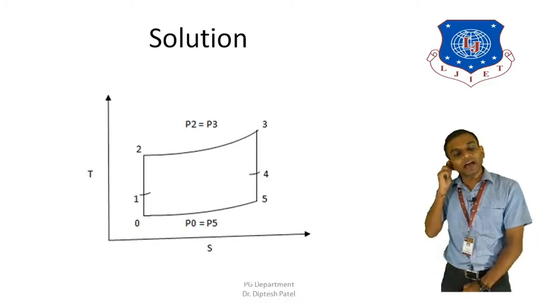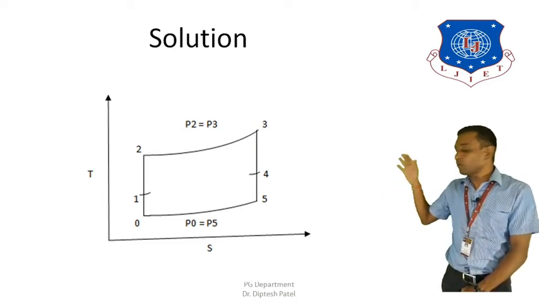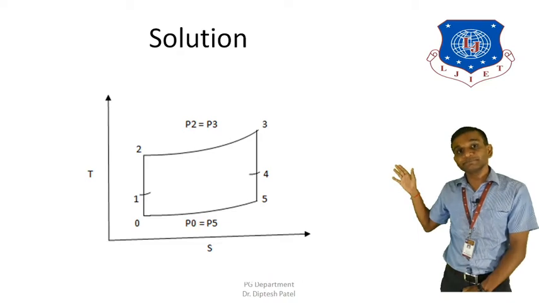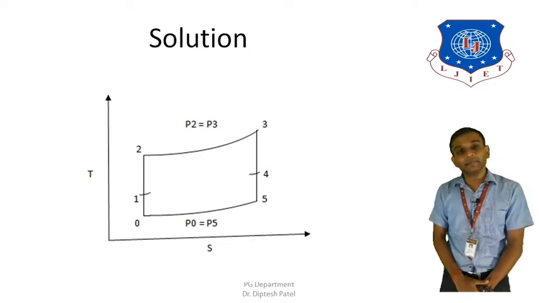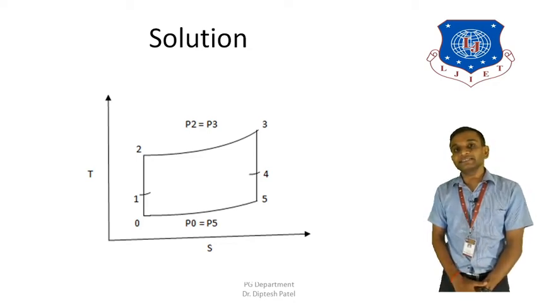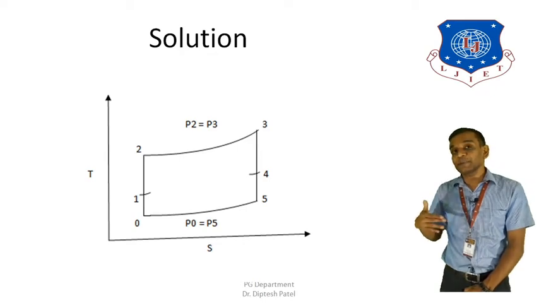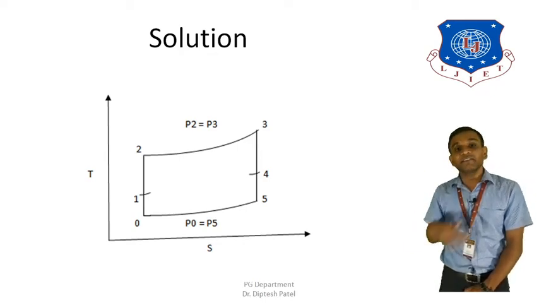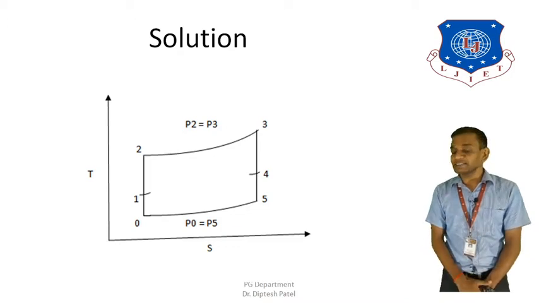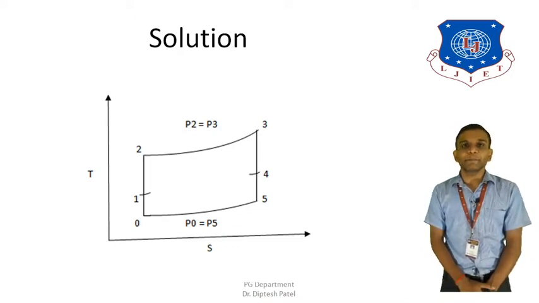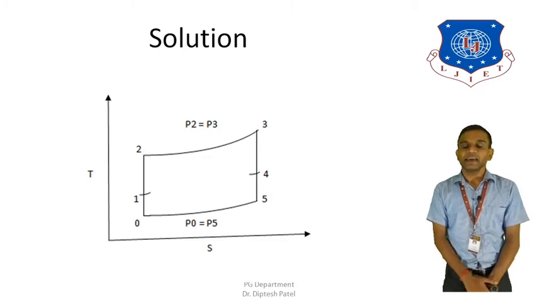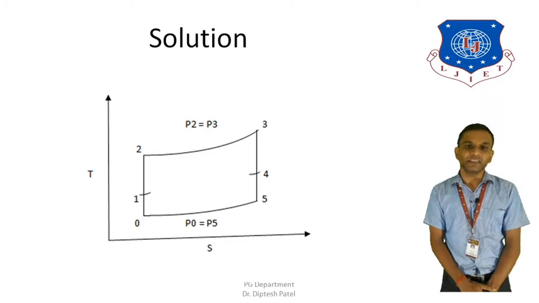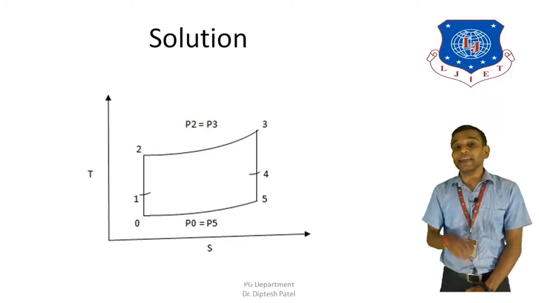Now first of all, before I start the numerical, let me go through the TS diagram here. You can see the whole process is shown in this TS diagram. Process 0 to 1 is isentropic compression that takes place in the diffuser. Then 1 to 2 is isentropic compression that takes place in the compressor. Then 2 to 3 is a heat addition process where heat is added in the combustion chamber at constant pressure, and therefore P2 has been written as P3. Then 3 to 4 is isentropic expansion in the turbine.